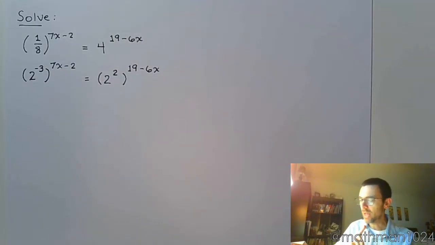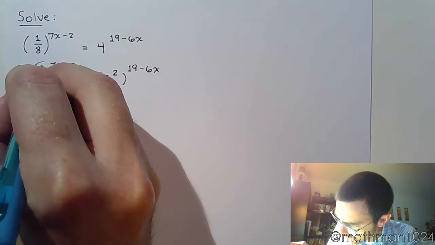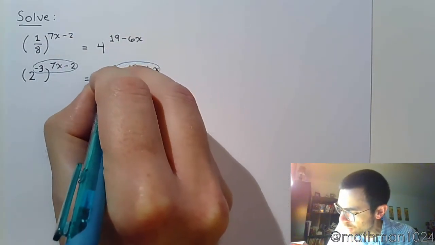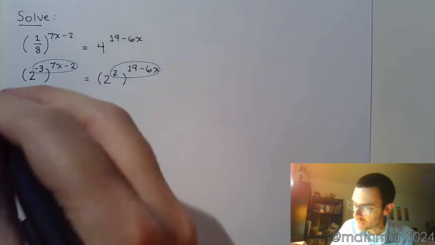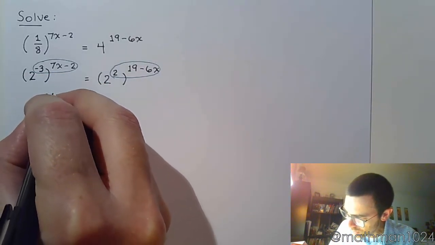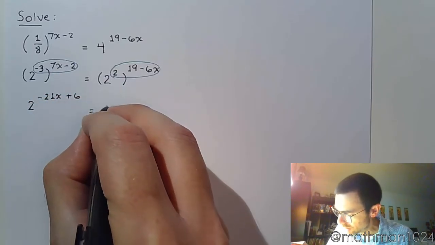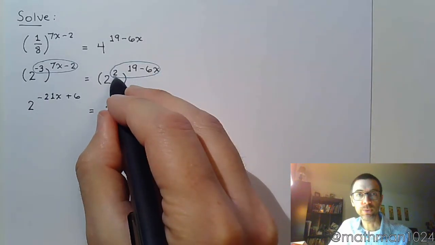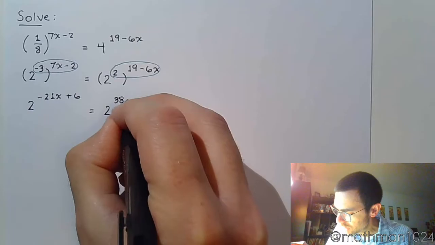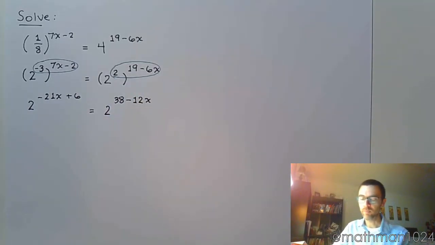Now we see that we have the same base on both sides, but we have to reconcile this. We have a power raised to a power on both sides. And when we have a power to a power, we multiply. So this becomes 2 multiplied, so that's negative 21x plus 6. And on the right side, you're going to distribute the 2, so that's 2 times 19, 38. 2 times negative 6x is minus 12x.